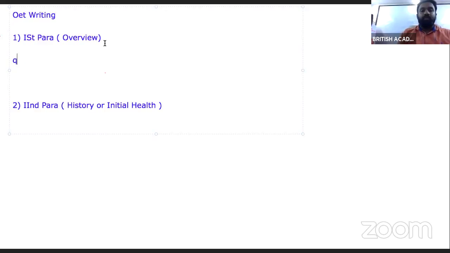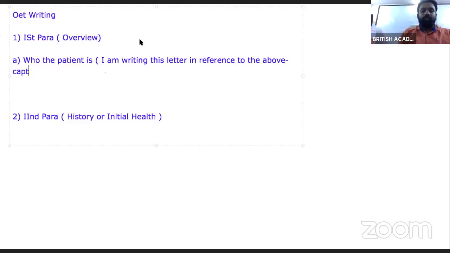First one is who the patient is. Now, in this sentence, who the patient is, it is better to write, either you can start with, I am writing this letter in reference to the above captioned patient.